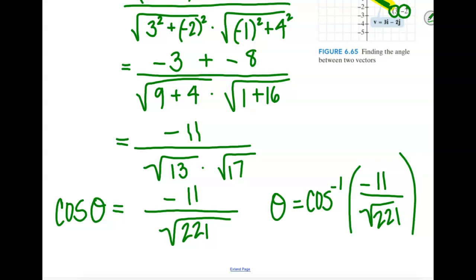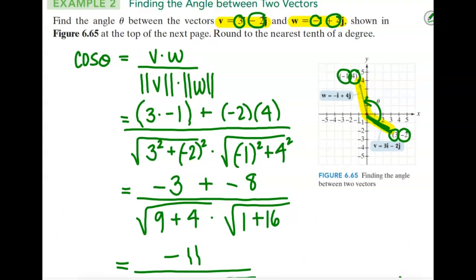And then enter. And what you're going to get is an angle that is about 137.7 degrees. So this angle right here is 137.7 degrees between those two vectors.